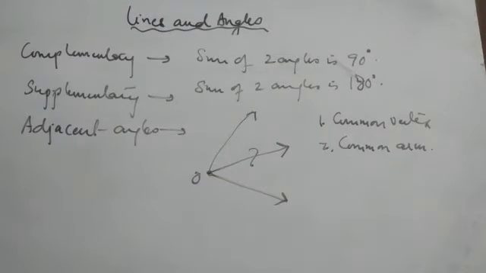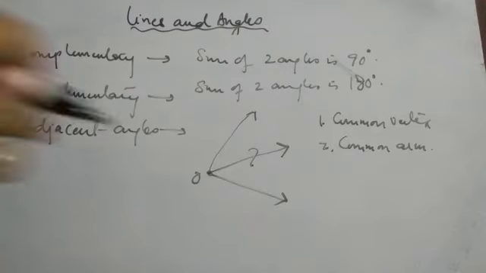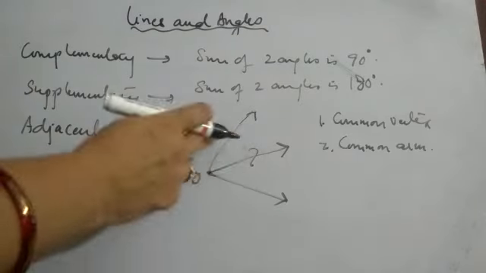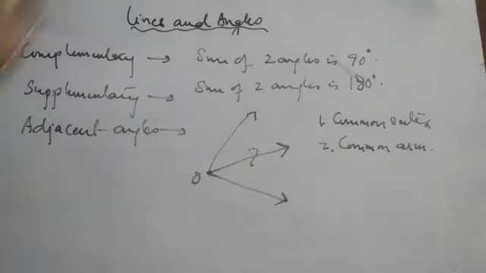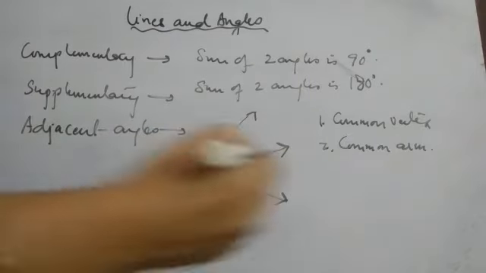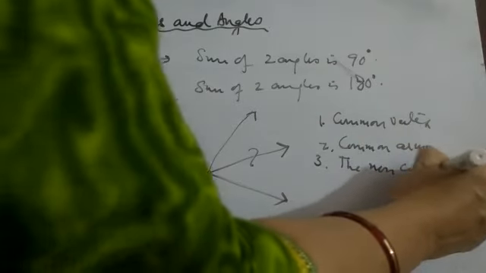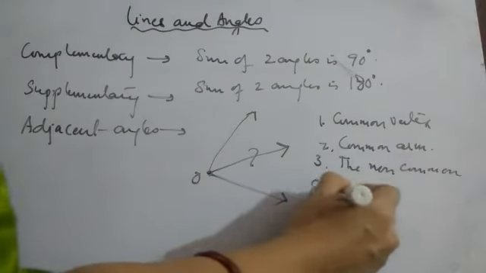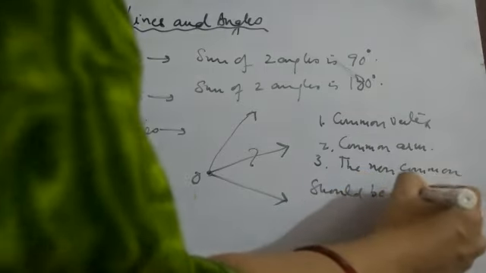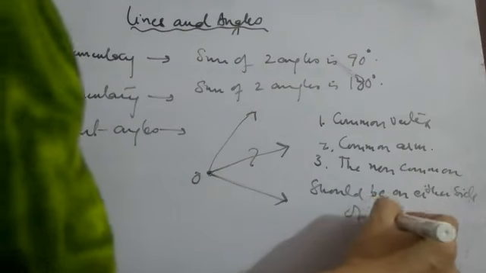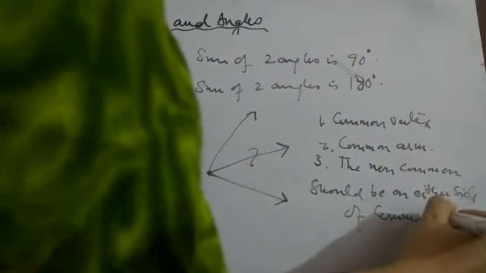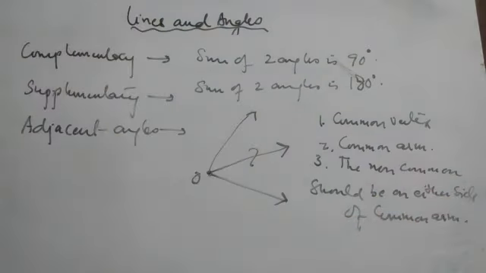The other is the non-common arms. The arms which are not common should be on either side of the common one. So the non-common arms should be on either side of the common arm. These are the requirements which should be fulfilled by adjacent angles.